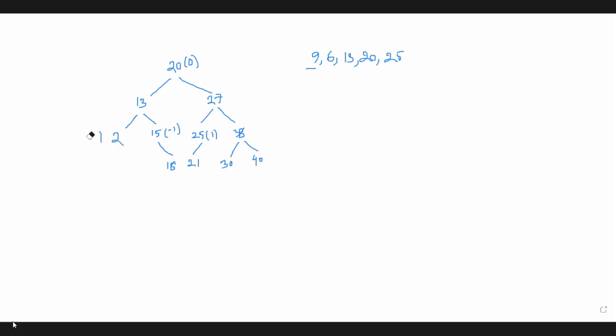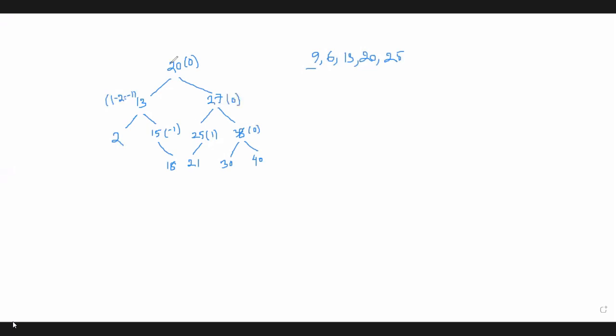Okay, so after deleting 6 from the tree, again calculate the balance factor. For 2, 18, 21, 30, 40, the balance factor is 0. 13 has 2, how many children in the left subtree? Only 1 node. So the height of the left subtree is 1, but in the right subtree the height is 2. So 1 minus 2 equals -1. What about 25? The balance factor of 25 is still 1. For 38, the balance factor is 0. For 27, the heights are the same. 2 minus 2 equals 0.